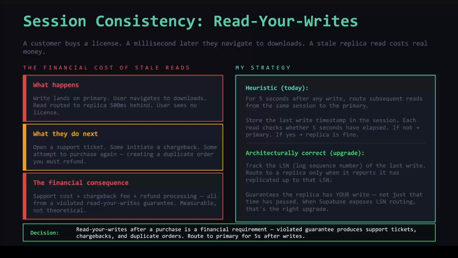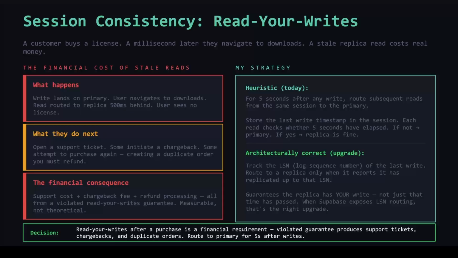My strategy: for 5 seconds after any write, the subsequent reads from the same session go to the primary. Store the last write timestamp in the session. On each read, check whether 5 seconds have elapsed. If not, route to primary. If yes, replica is fine.